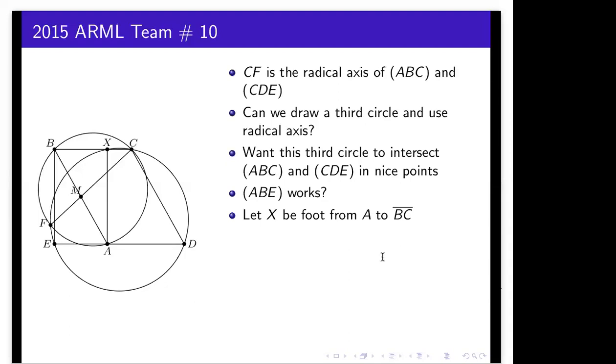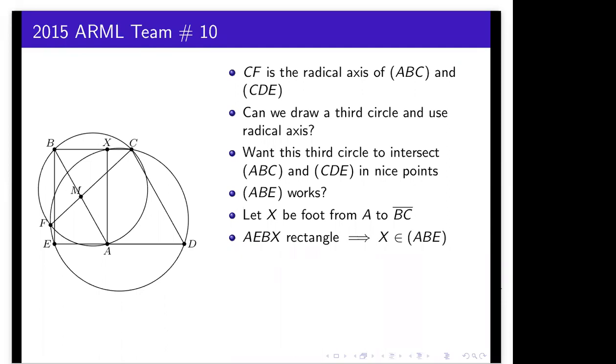Well, first, if we take a look at the diagram, we see that AEBX is a rectangle. That's because BX is parallel to AE from the parallelogram. AX is perpendicular to both of them by definition. And BE is also perpendicular to both of them because we're given that. So that tells us that X is on the circumcircle of ABE.